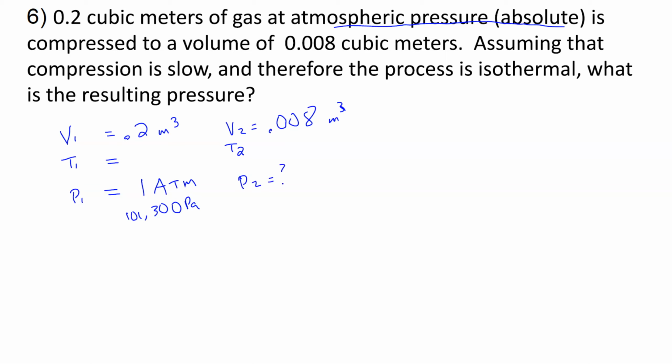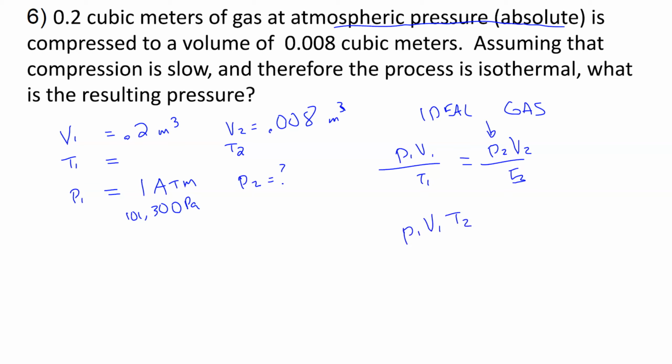Whenever you have those 6 variables, that's ideal gas law. And so that's where we're headed with this one. And I'm going to write down P1V1 over T1 equals P2V2 over T2. And they want P2 right there. So I'm going to multiply both sides by T2 and divide both sides by V2.